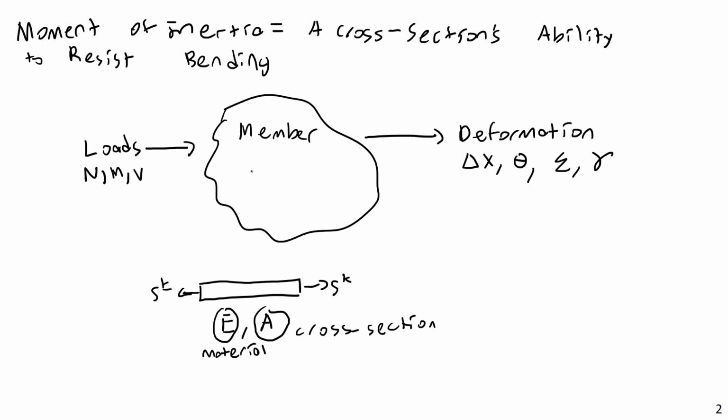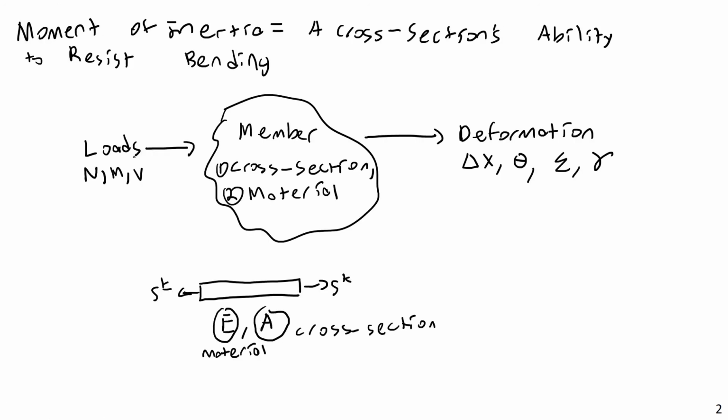But generally, two things of a member will determine its deformation relative to its loads: one, the cross-section, and two, the material. Backing up, for almost any one of these types of loads, there's a different cross-sectional property that's important and a different material property that's important. And for bending, the relevant cross-sectional property is moment of inertia.